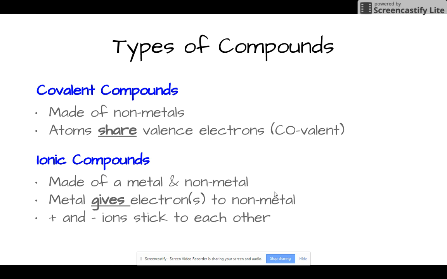And when that happens, when we share, gain, or ditch electrons, we can form different types of compounds. The 2 different kinds of compounds that we can get are called covalent compounds and ionic compounds. Covalent compounds are made of nonmetals. So we have multiple nonmetal atoms coming together, and they are created when atoms share their valence electrons. So nonmetals don't steal electrons from other atoms. They don't give their electrons away to other nonmetals. They instead just kind of share their electrons, and we're going to be talking about that next week.